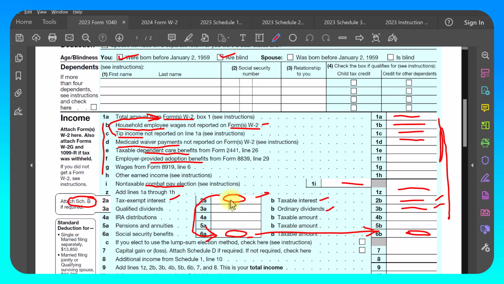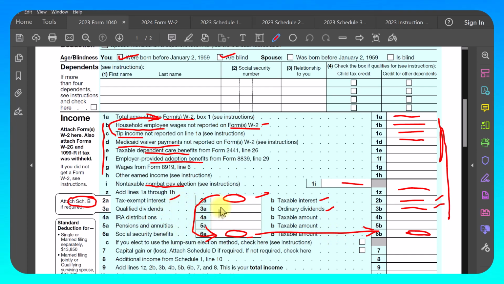Now, if you have tax-exempt interest, you don't pay taxes on it because it usually comes from municipal government bonds: state government, city, county government bonds. But it may turn your Social Security benefits into being taxable. So you've got to use the worksheet in the instructions of the 1040 form to calculate the Social Security benefits that are taxable.